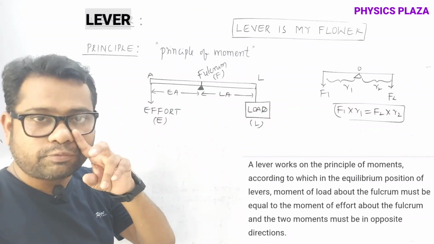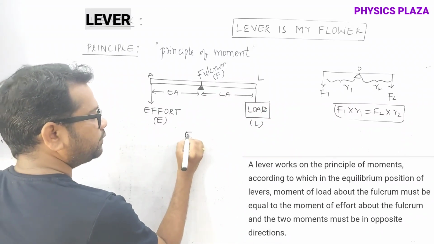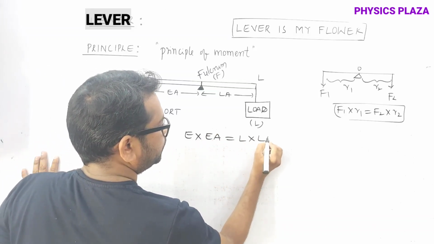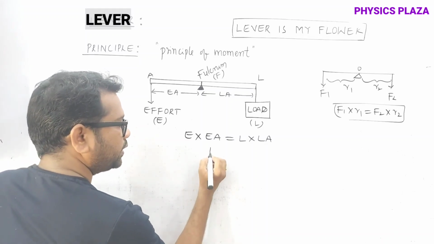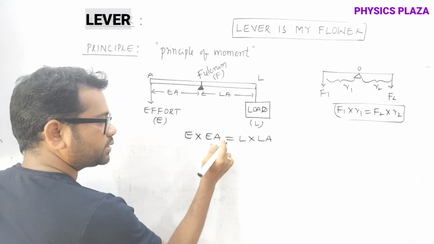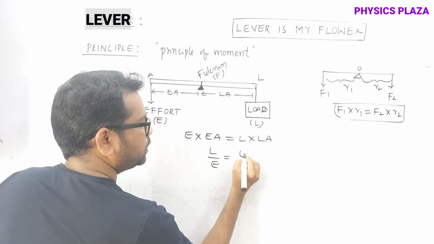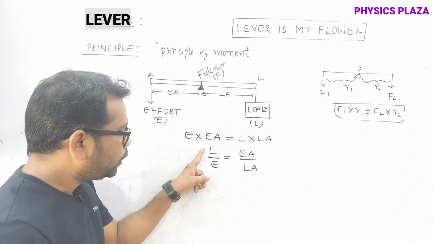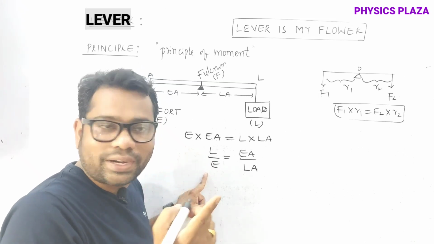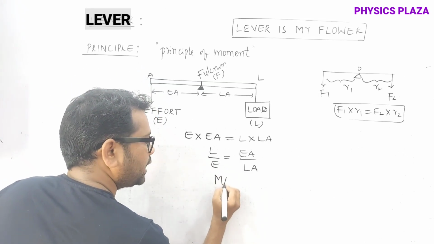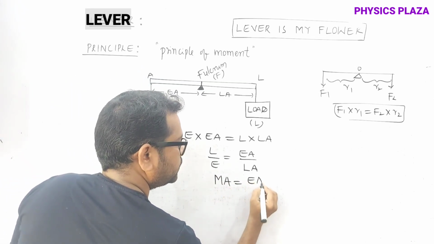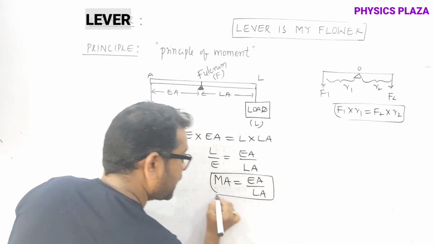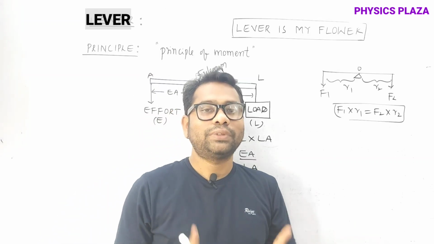So as per the principle of moments, children, in equilibrium, effort into effort arm is equal to load into load arm. Now let us simplify. Let us take effort this side, load arm this side. So load by effort is equal to effort arm by load arm. But children, load by effort is what actually? Mechanical advantage. So here mechanical advantage is equal to effort arm by load arm. Children, this is the formula we use to calculate the mechanical advantage of the lever.